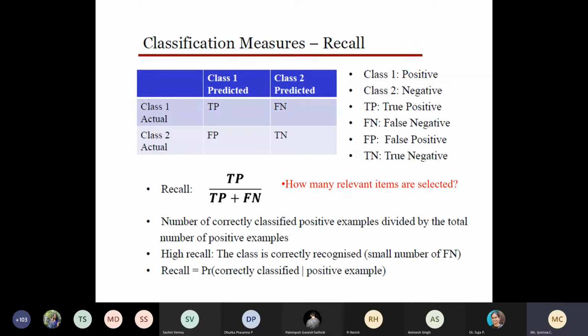Next, recall. What other performance measures will we see? The other one is recall. Recall is how many true positives, that means how many patients have been identified as positive, divided by TP plus false negative. What is TP plus false negative? You see, that's the first row, class 1 actual. That means actually they are COVID positive. From that, how many did you classify correctly?